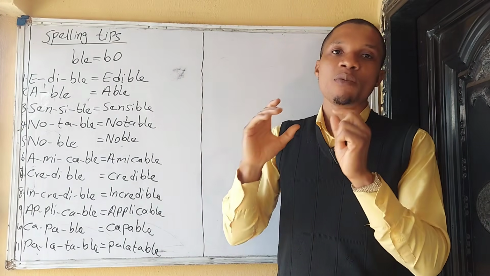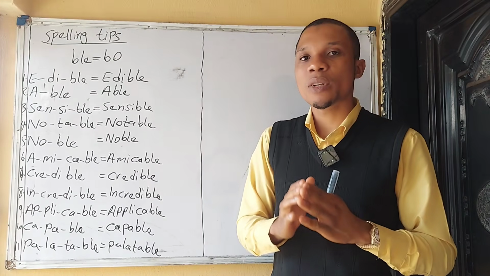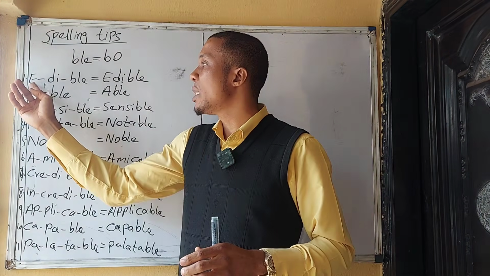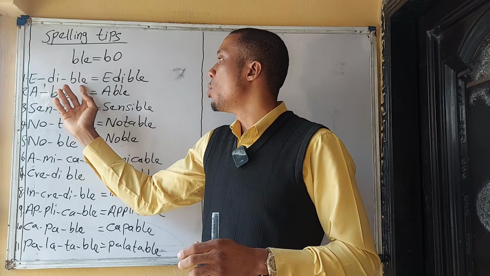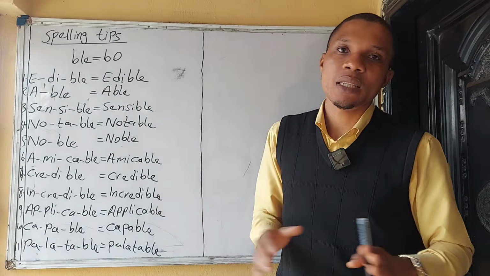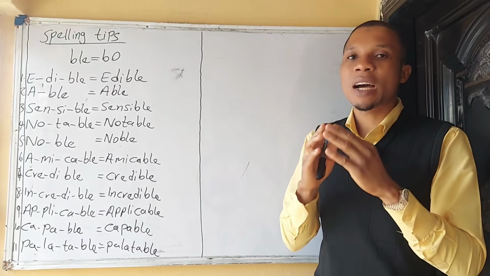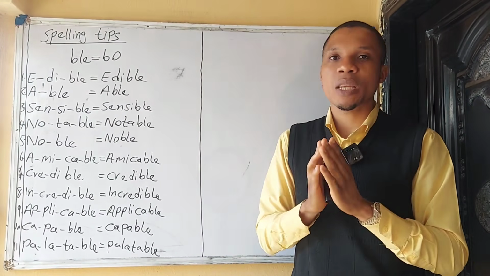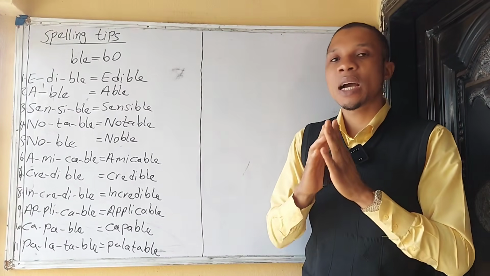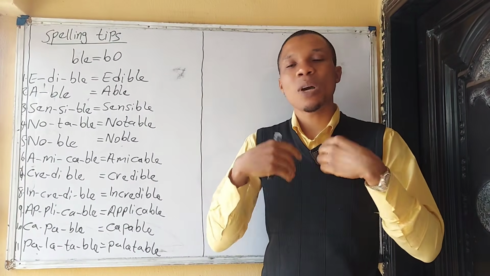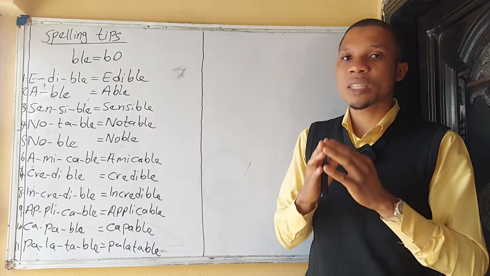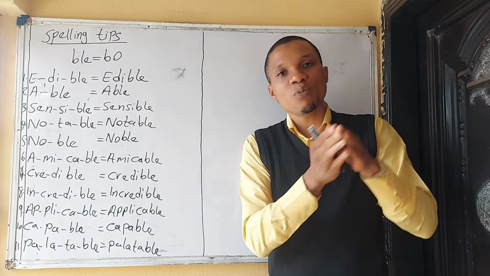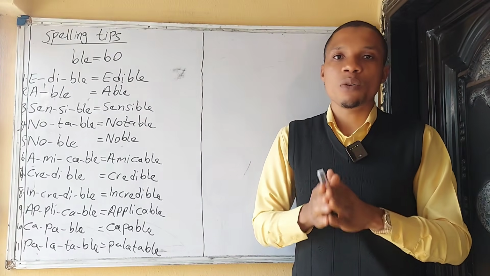So the sound of BLE at the end of a word is bo. So when you see this, you know immediately it is edible. That is the secret behind it. When you have this knowledge of spelling, or this tip concerning spelling, it becomes very simple for you to spell and learn how to read fast. And that is why I'm bringing this spelling tip to your notice, that BLE at the start of a word sounds different from when it comes at the end of a word.